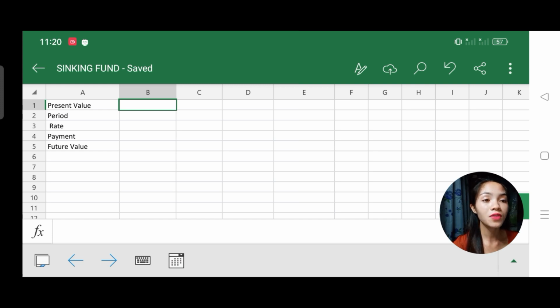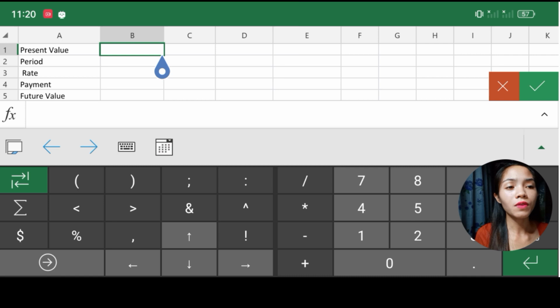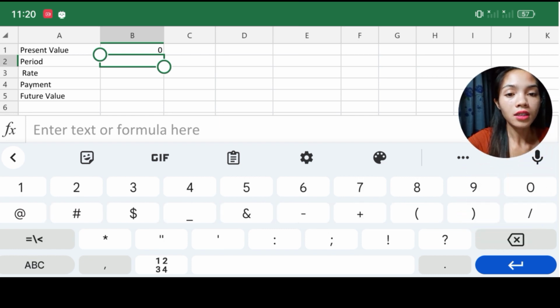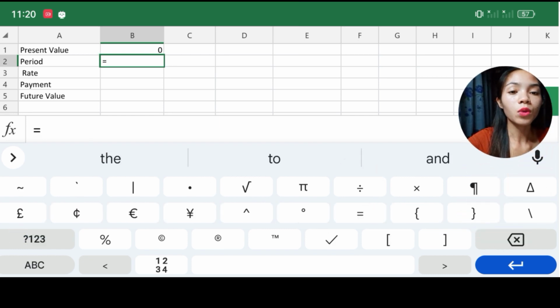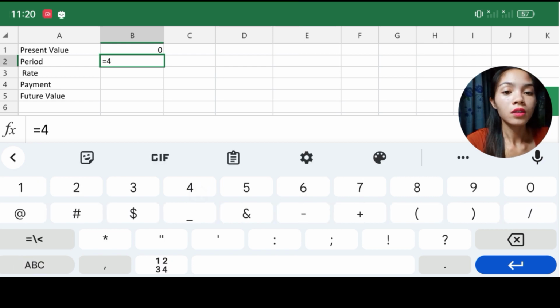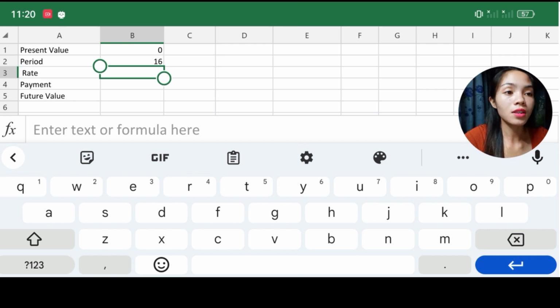In a sinking fund, we have here the present value, the period, rate, payment, and the future value. Since we have started with nothing, we put 0 as the present value. Next is the period. Let's say that we are going to deposit money for 4 years, quarterly. So we have a period of 16 quarters.